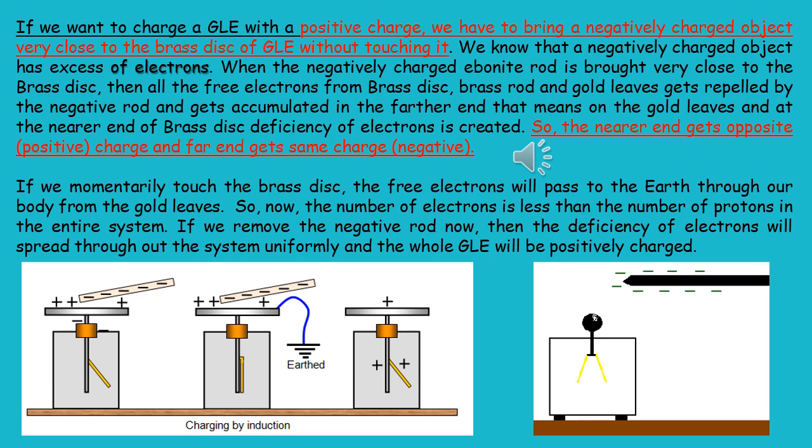And at the nearer end of the brass disc, a deficiency of electrons is created. So the nearer end gets oppositely charged, or positive charge, and the far end gets the same charge, or negative charge. Now we are momentarily touching the brass disc. The free electrons will pass to the earth through our body from the gold leaves. So now the number of electrons is less than the number of protons in the entire system. If we remove the negative rod now, then the deficiency of electrons will spread throughout the system uniformly and the whole GLE will be positively charged.